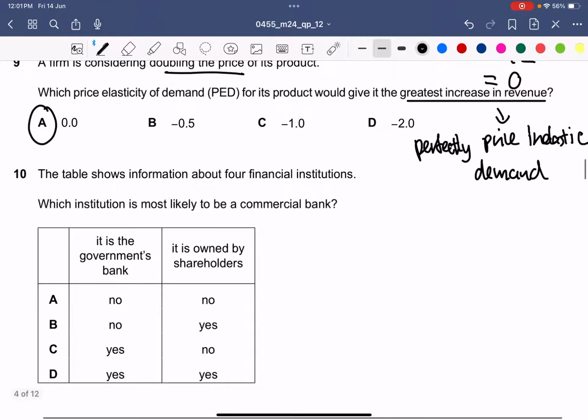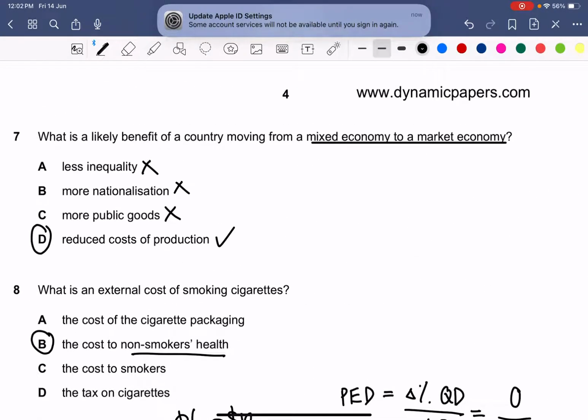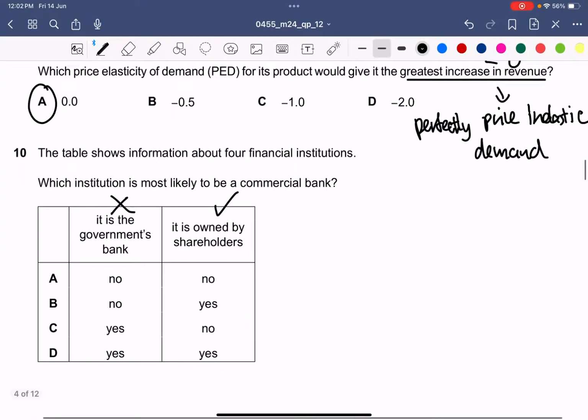Move on to question 10. The table shows information about 4 financial institutions. Which institution is most likely to be a commercial bank? Commercial bank is a retail bank that provides financial services to customers. So first one, it is the government's bank. No, it is the consumer's bank, you'd say. And this one, it is owned by shareholders. Yes, commercial bank is a private firm, so yeah, it has shareholders. This is correct. So sorry, don't mind that, sorry. The answer is 10B.